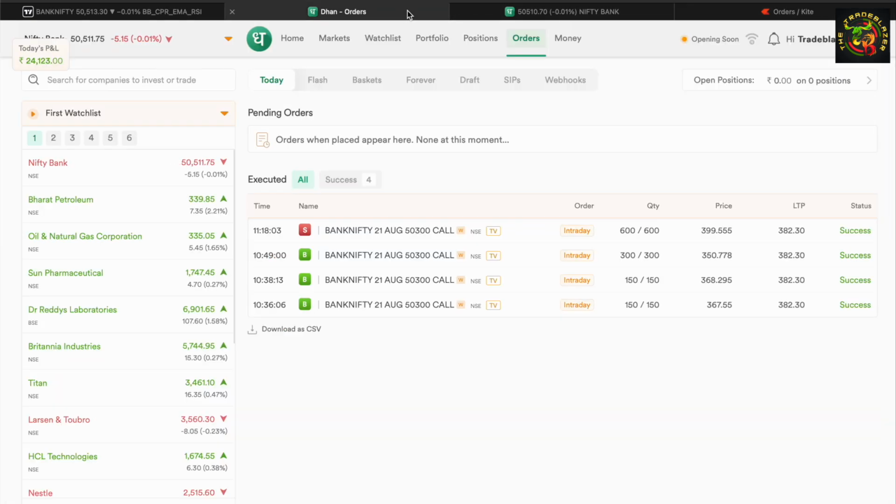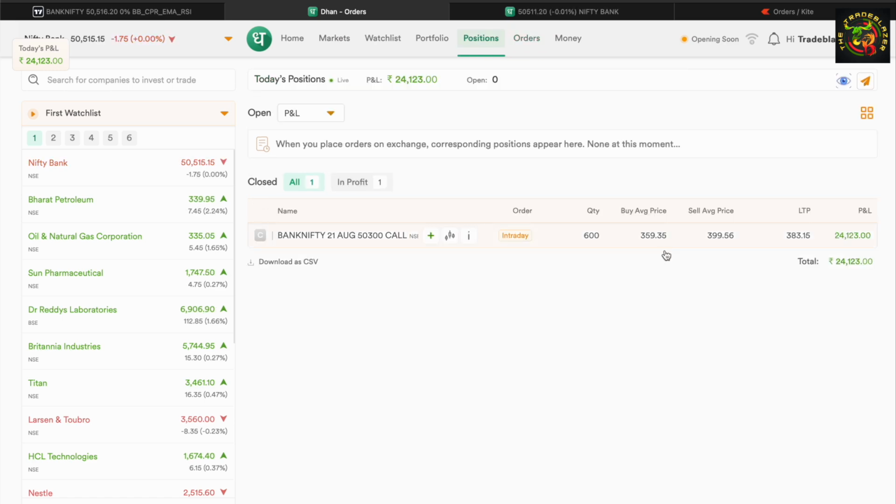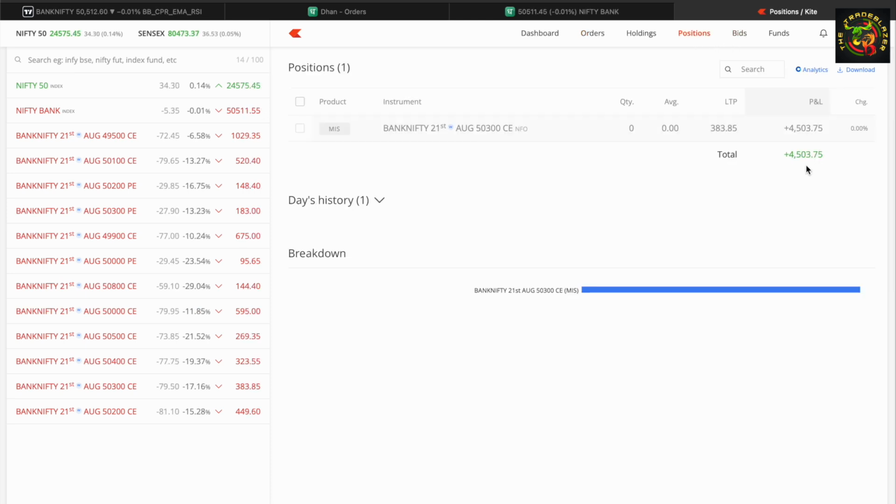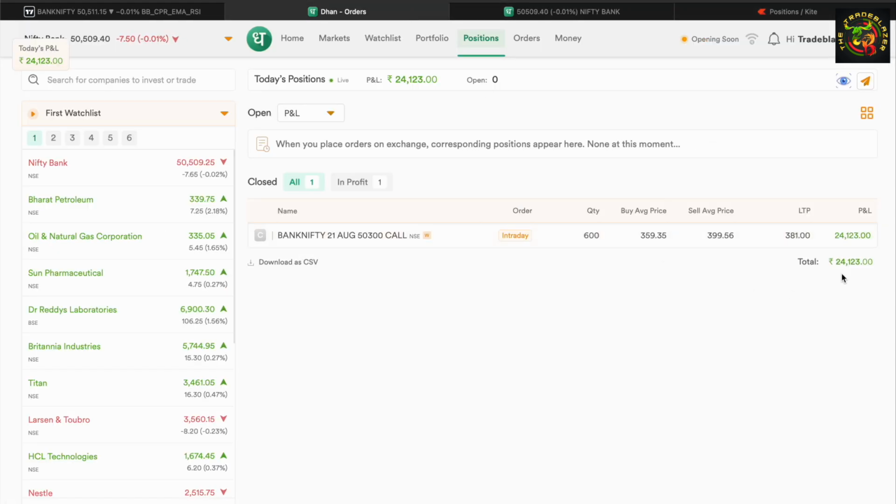Because of which, profitability has also decreased, but that's fine. Then I have averaged 3 times here. You can see that, and based on the average price, this is the exit and entry. Here also you can see 37, 48, 34, and then the exit is around 77. Overall I made a profit of around 4,500 in Zerodha, and a profit of around 24,000. So overall it's around 28,000 profit for today.